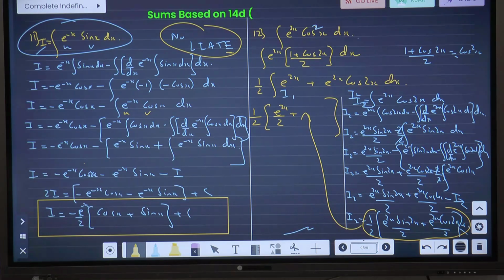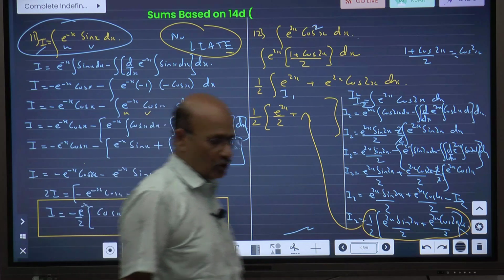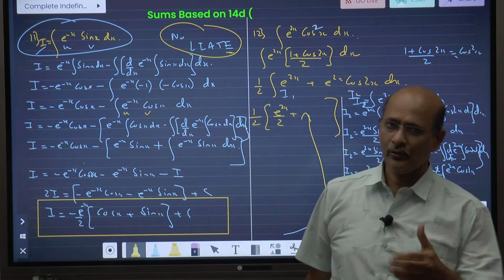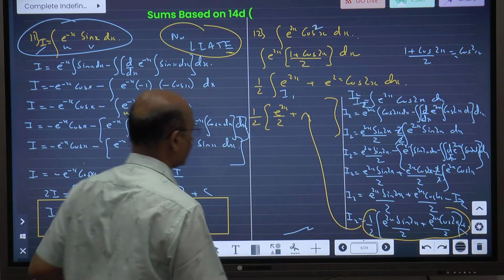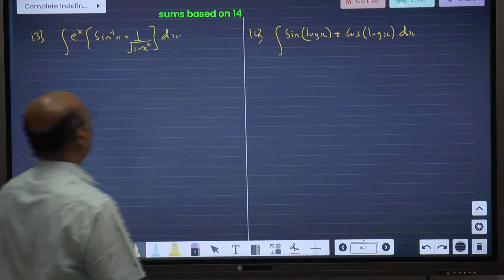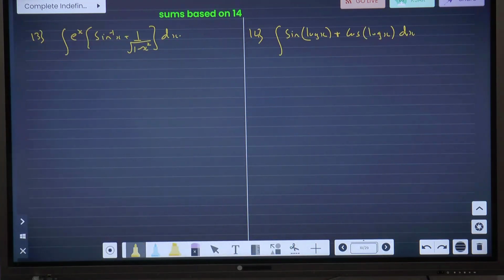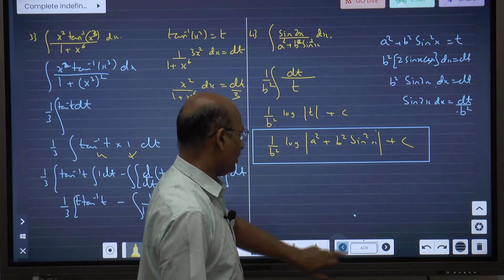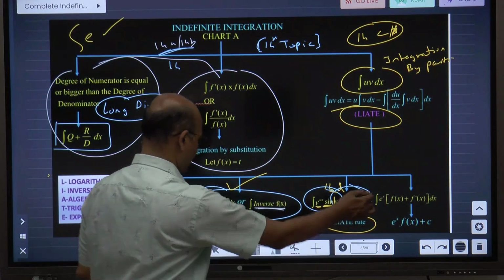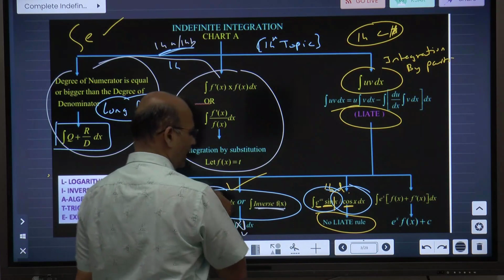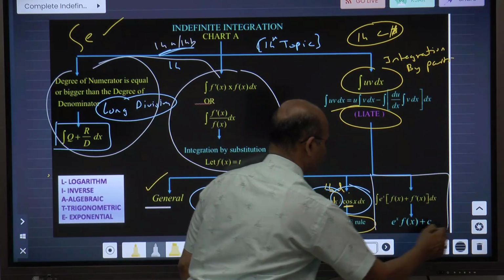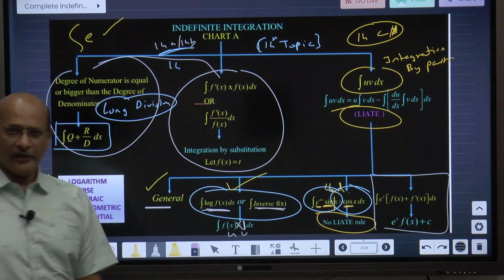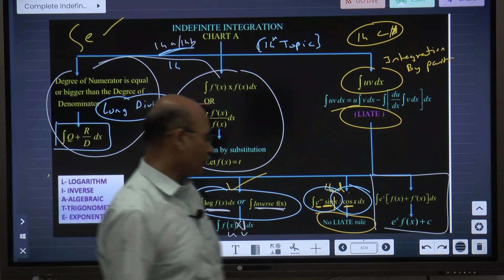Last part after this in core methods, I am talking about 14E. Now how do we do 14E? Let us see this part clearly. Now I don't want to take you to the sum, I want to take you to my chart A, core methods. Look at this method. Very easy, very interesting and good one also.